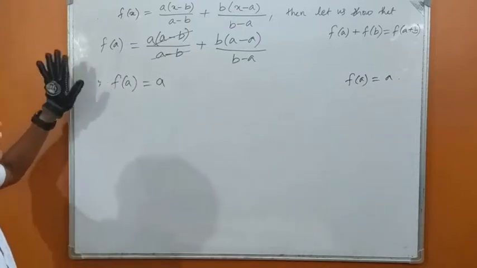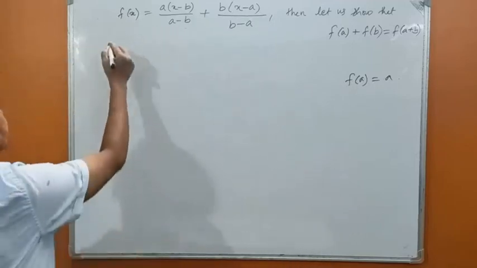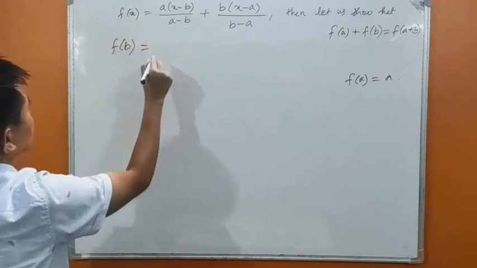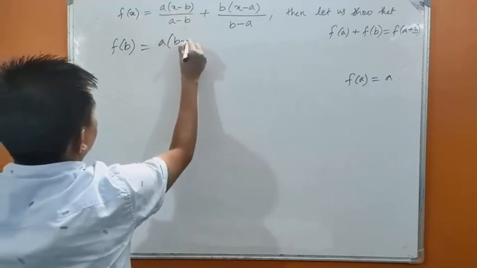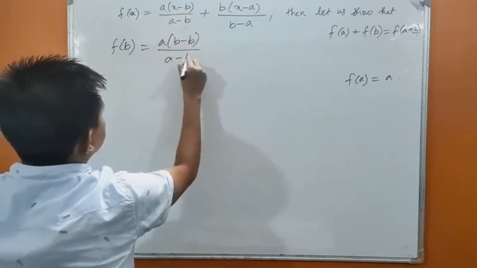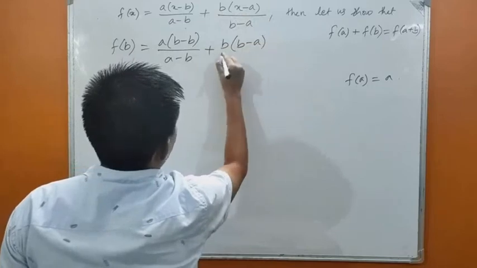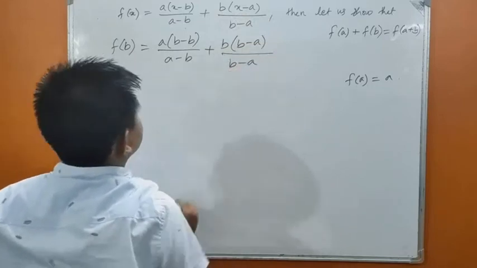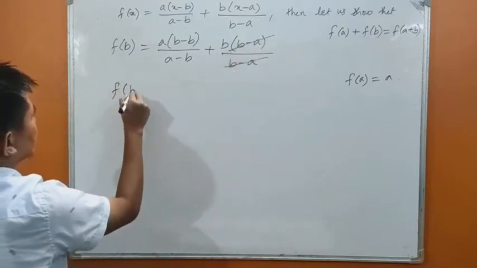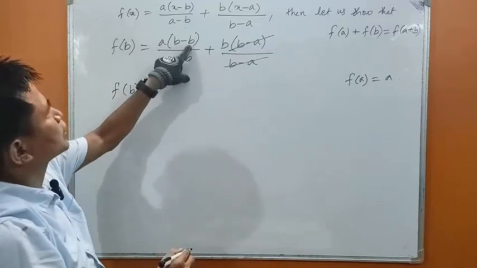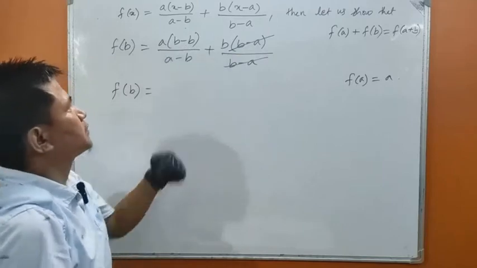Okay, now we will find the value of f(b), okay? Let me erase this. We will find the value of f(b) from this relation. f(b) equals, wherever we see x, we put b, okay? a, x means b, minus b upon a minus b plus b upon x means b minus a upon b minus a, isn't it? So this b minus a and b minus a can be cancelled. f(b) equals, this b minus b is 0, 0 into a is 0, 0 divided by a minus b becomes 0, and that 0 plus b is b.